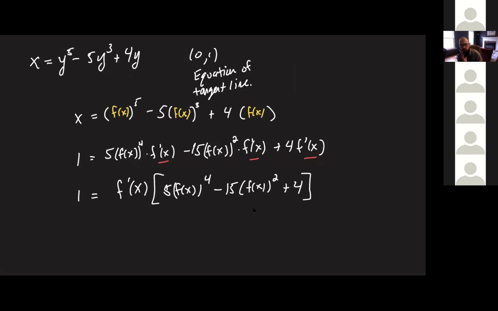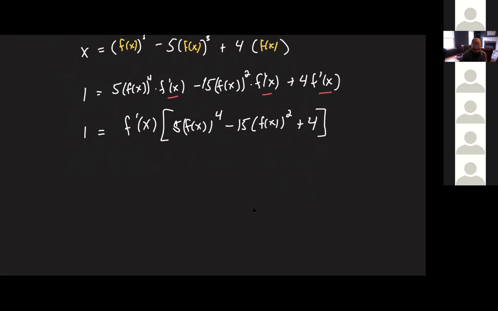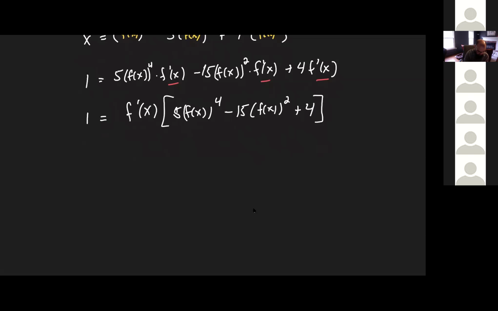If you wanted to, at any point once we take the derivative, you can replace these with y's if it's easier for you. And if you do a lot of these, like I alluded to earlier, sometimes we just leave the y's in there the whole time. Remember that they're functions. So, final step, I'm just going to go ahead and divide both sides. So I get 1 over 5y to the 4th minus 15y squared plus 4 is equal to f prime of x.